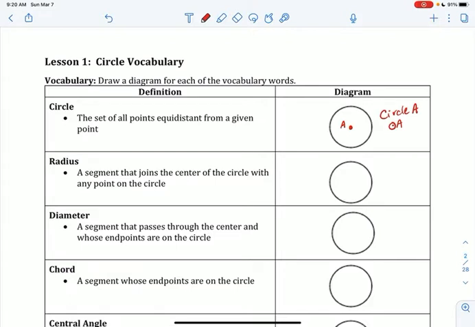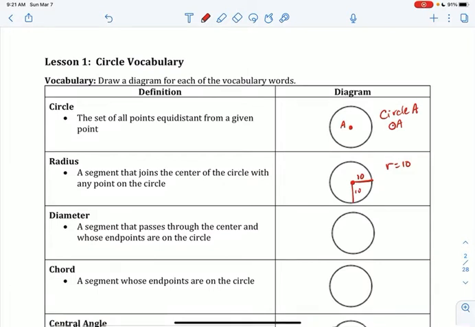A radius, you should be familiar with. A radius is a segment that joins the center of the circle with any point on the circle. So from the center to any point. Okay, right there is a radius. So if I put like a 10 here, my radius equals 10. Now the radius doesn't have to go to the right like that. Generally that's where I draw it, but it goes to any point on the circle. So there's tons of radiuses in a circle. Like I can draw a radius here, and all the radiuses have the same length.